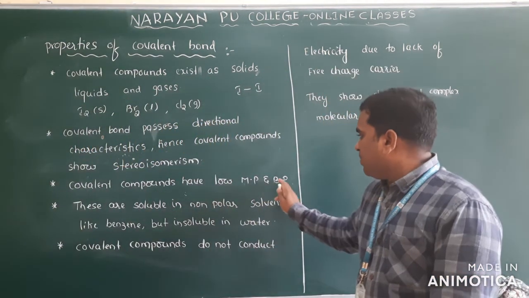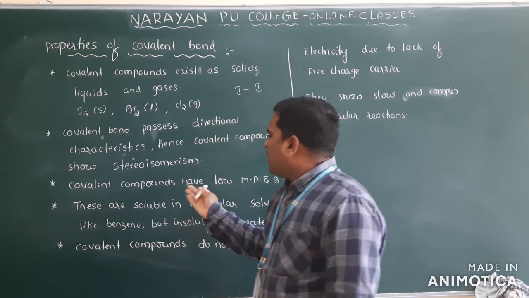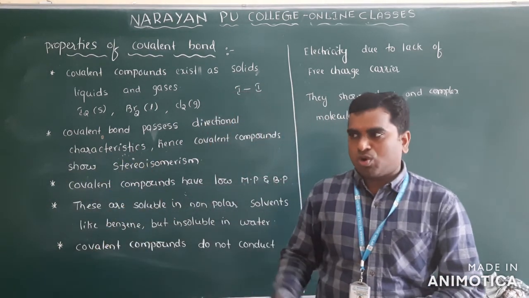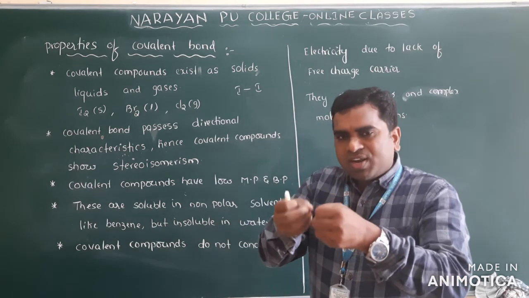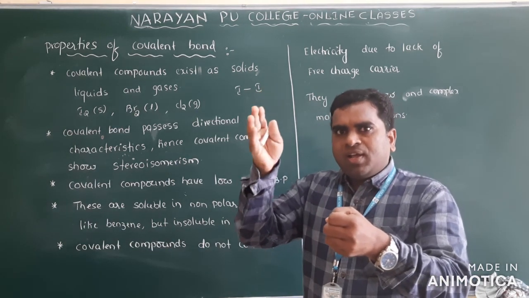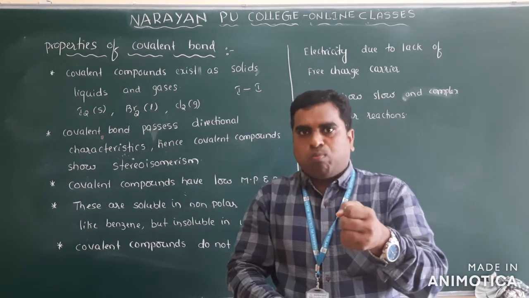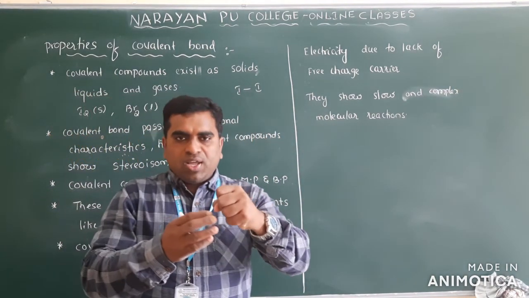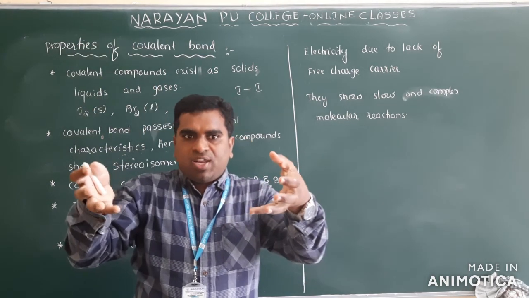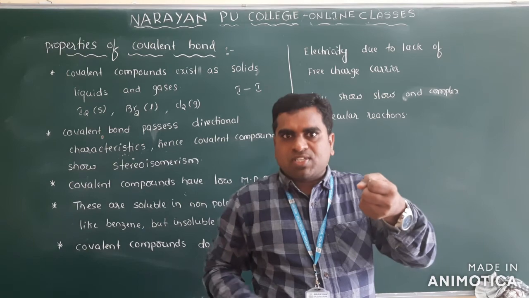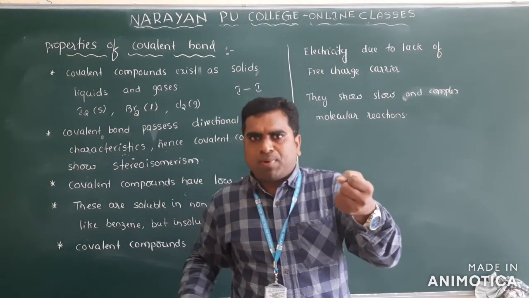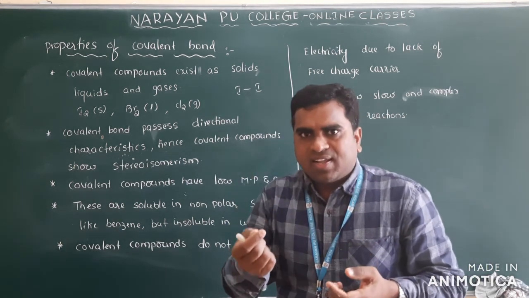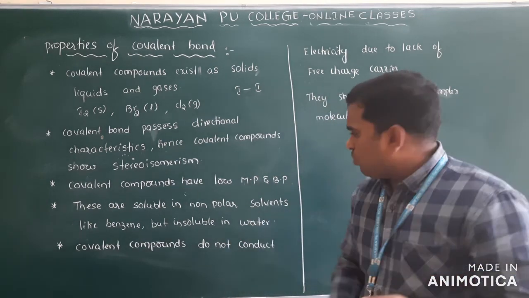MP means melting point and BP means boiling point. Clear? Why do they have low melting and boiling points? Because the covalent bond is not that strong compared to the ionic bond. Ionic bond is very, very strong, but covalent bond is not that strong. If the bond is not that strong, you need to supply less heat energy to break the bonds. That we call the melting point or boiling point. If a liquid is there, to convert it into vapor, there will be some attractions. You have to break those attractions by supplying heat energy. If the attractions are very strong, you have to supply a lot of heat energy, and that will be called the boiling point.